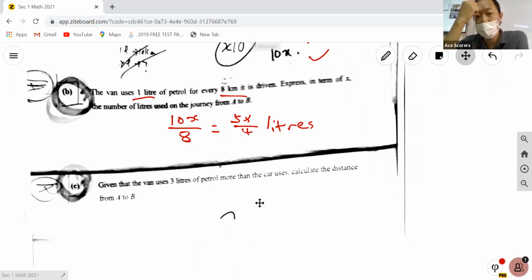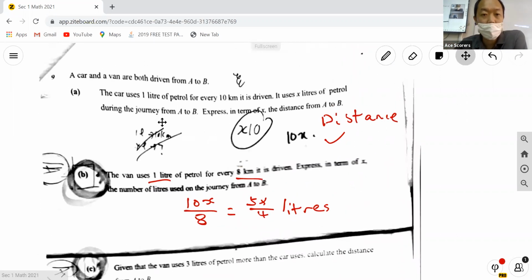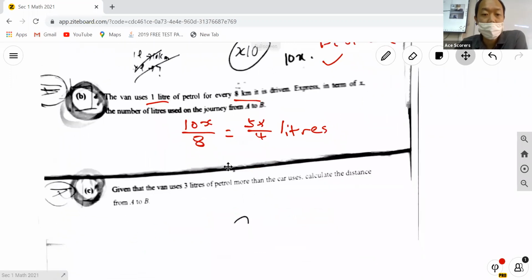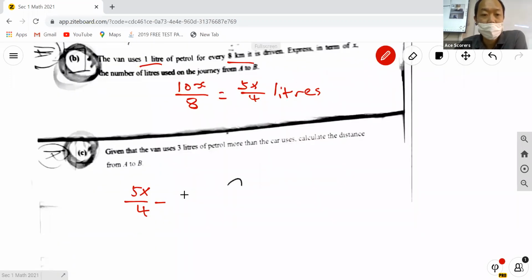So now the van uses 3 liters more than the car. So 5x divided by 4, this is the amount used by the van, minus the amount used by the car. What amount did the car use? x liters, right? So minus x should equal 3. So this one is divided by 4. We want to combine this, so x is over 1.